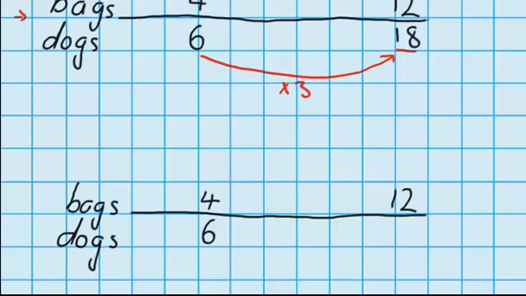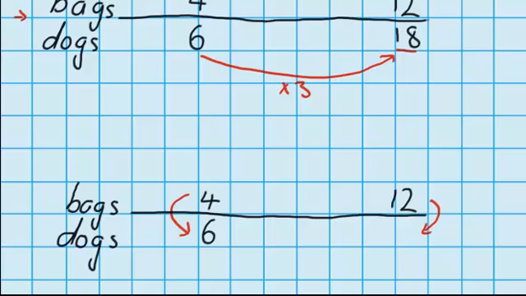Now let's see what this looks like using the within method. You can see I've still got all the information written out. Because I'm using the within method, I'm going to be heading in this direction. So this time I'm trying to look for a pattern or relationship between these two numbers. And you can see straight away that I'm not going to be able to multiply 4 by a whole number to make 6. So this strategy here is already looking a little bit more complicated.